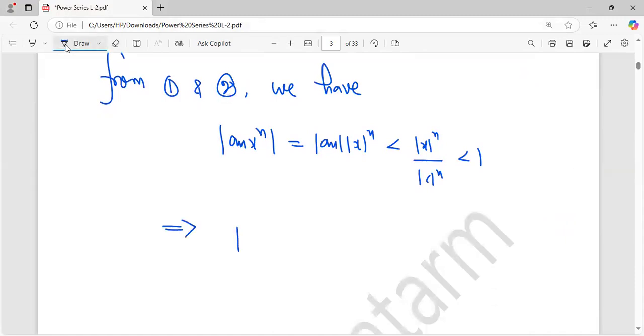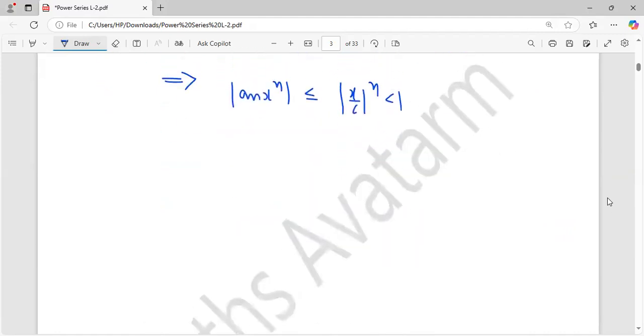So what does it mean? It implies the absolute value of a n x to the power n is less than or equal to the absolute value of x upon c to the power n. Now this is true. Call this 4.